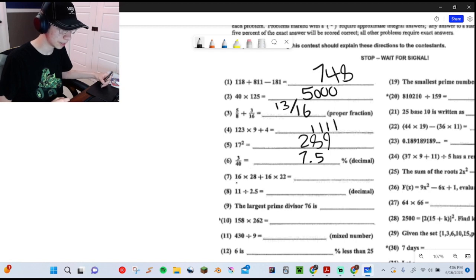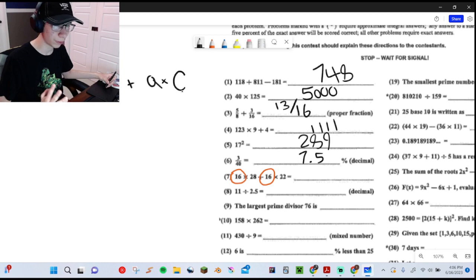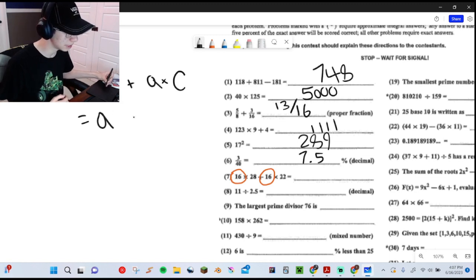Alright, so number 7 is a pretty good one. So here you could see that we have 16 times some number added to 16 times some other number. So let's say I have a common factor a, like a times b plus a times c, right? Some common factor a. Well, if I factor that a out, I can simplify this expression to be equal to a times b plus c.